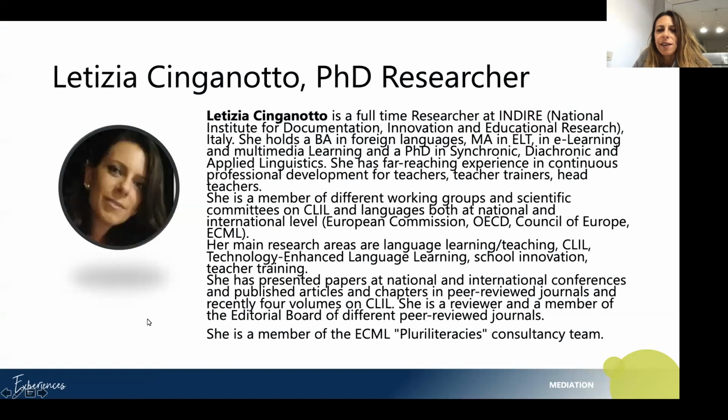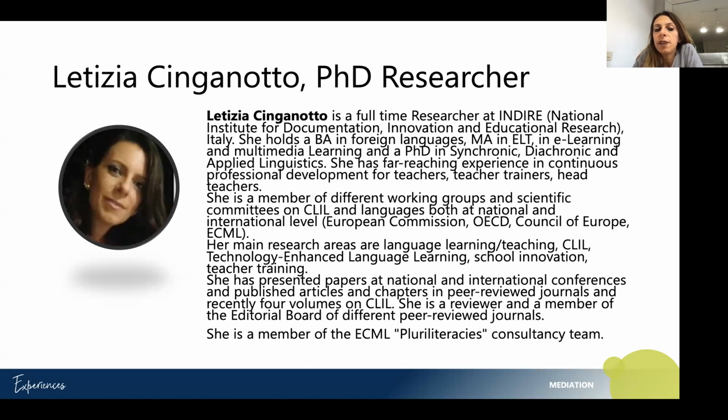I'm a researcher in Italy. Among my research areas are language learning, CLIL, and of course mediation, which is part of the language issues. I cooperate with different committees and working groups at national and international level, especially with the European Commission, with the Council of Europe, and in particular with the ECML, the European Centre for Modern Languages in Graz, the institution of the Council of Europe working with languages and plurilingualism. I'm a member of the consultancy team for the Pluriliteracies project.